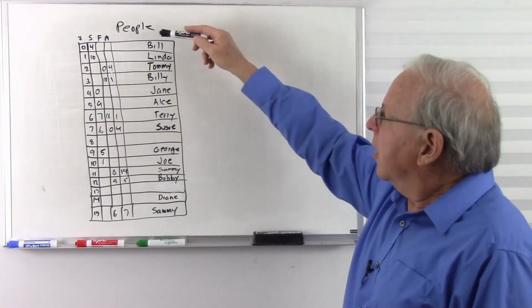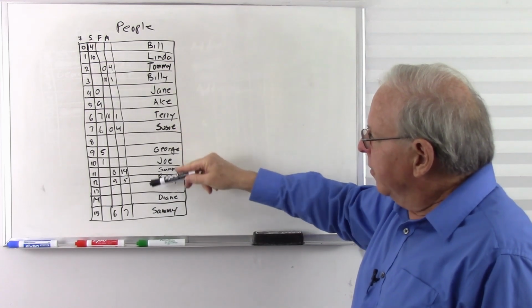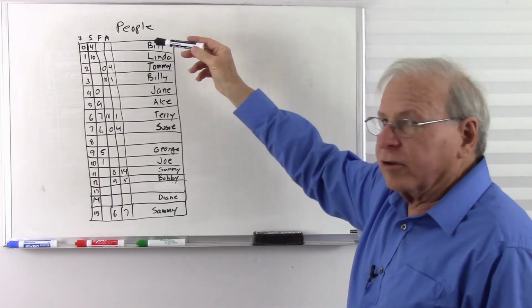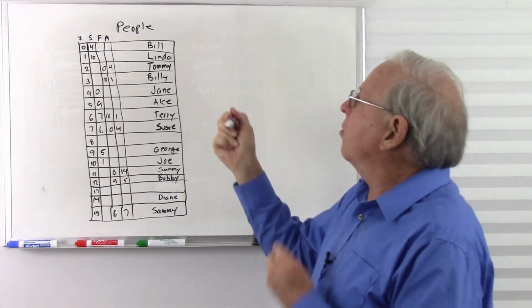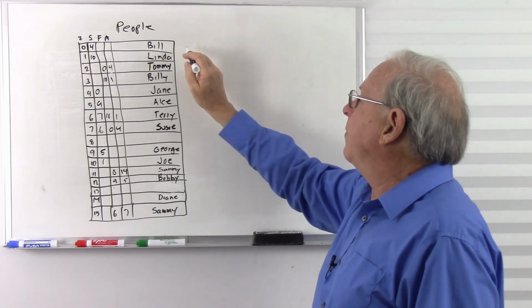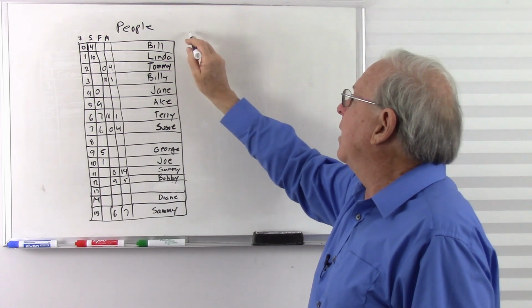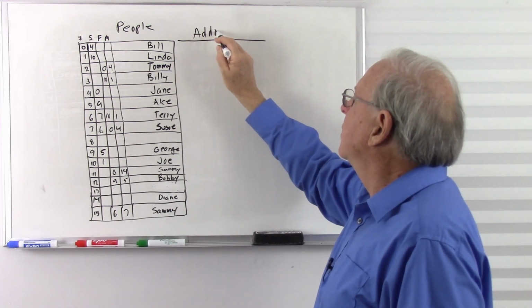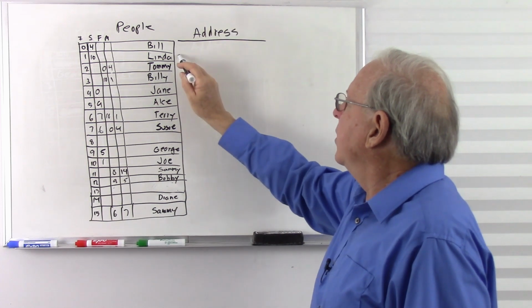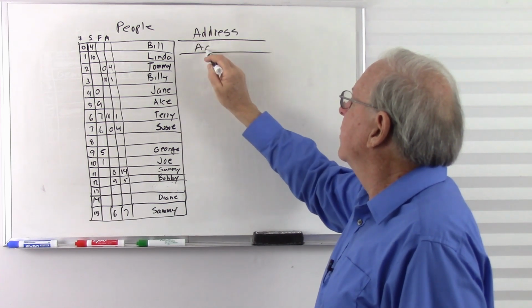So this is a great way to link people together in a single table, but each of these persons has other data. So what can we do? We'll just extend the table. We'll have an address column. So each person gets an address.